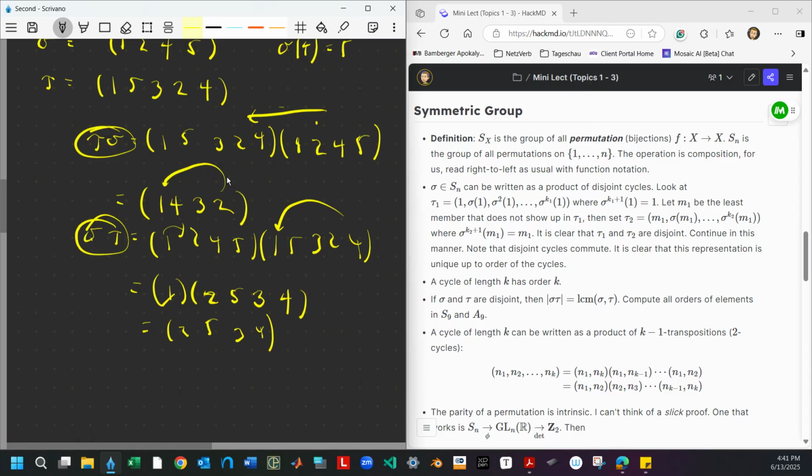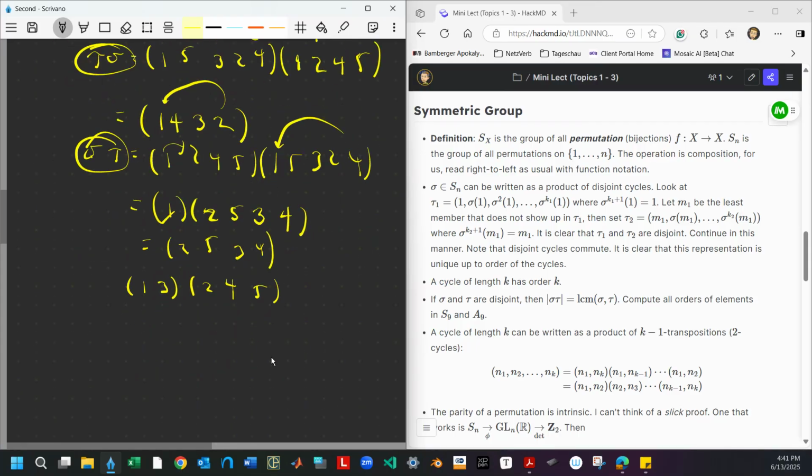Okay, so one thing to note here: clearly these are non-commutative in general, but if we have disjoint cycles, so let's say we have 1, 3, and 2, 4, 5, right? These are disjoint. Then it doesn't matter which order we write these things in, right? So let's just see that. If we multiply these two things together, what do we actually get? Let's write this, because that's what we get. There it is right there.